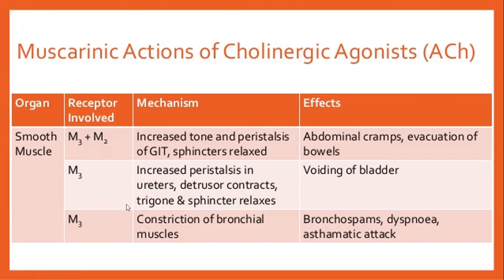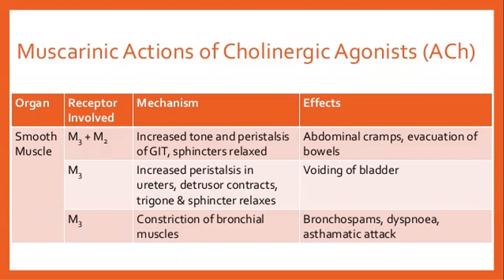Why? Because here the peristaltic movements in the ureters increase. And the detrusor muscles present in the urinary bladder contract. And the sphincters will be in a relaxed state. Note down the name of the sphincter: the internal urethral sphincter. And what else? The external urethral sphincter. So the external urethral sphincter will be in a relaxed state.